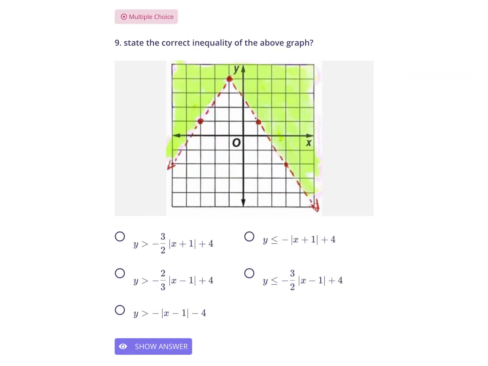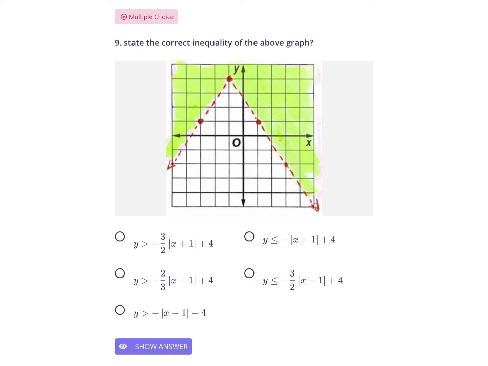We have another inequality right here, and obviously it's shaded above. So right off the bat, I know that it has to be a greater than symbol, not greater than or equal to, because this is not a solid graph. This is a dotted graph. But we do have above being shaded, so it's a greater than symbol. Anyhow, let's see which one is the correct one.